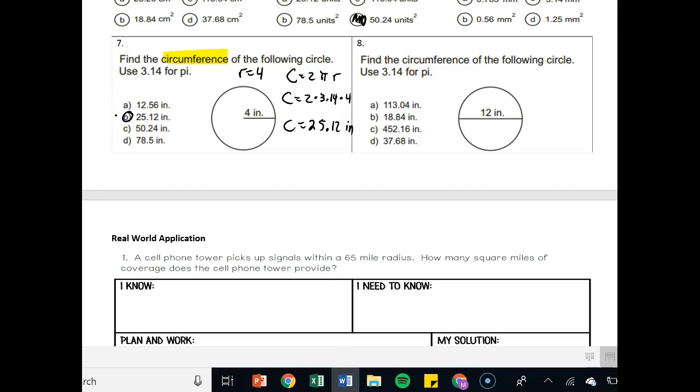Notice how our units here are not squared. That's because we're talking about the distance around the circle, not the space inside the circle anymore. Number 8, I will allow you to do an Ed puzzle.